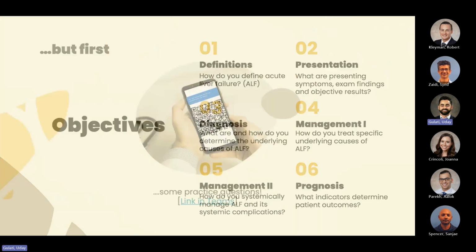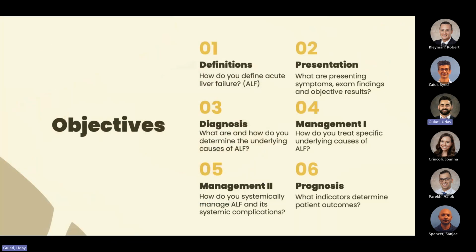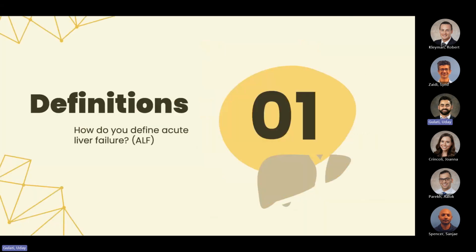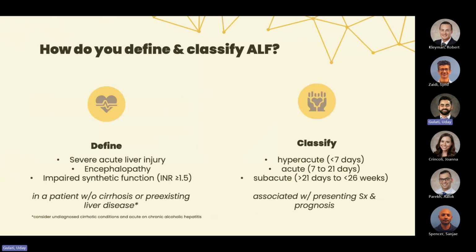So, we could just ignore the practice questions because we'll go over them, but this is what I'll be going over. And then the first one, obviously, is thinking about when do we think about acute liver failure?